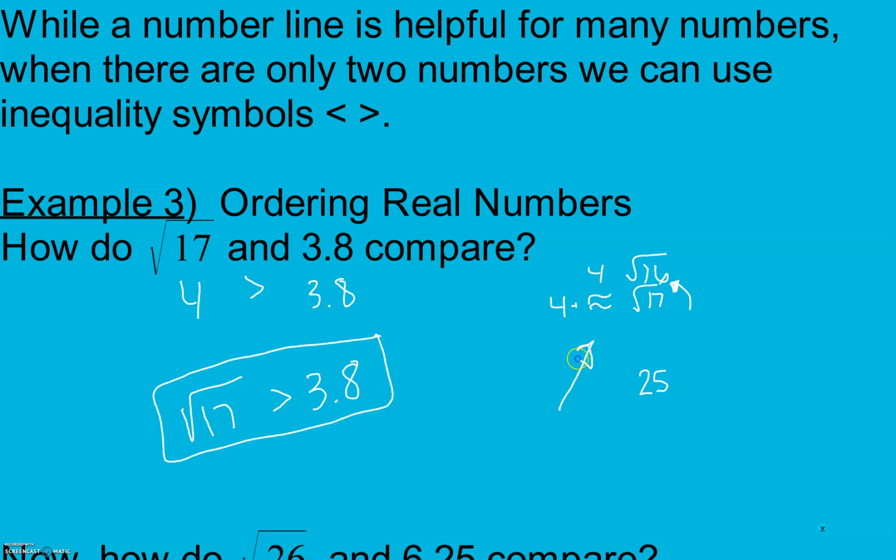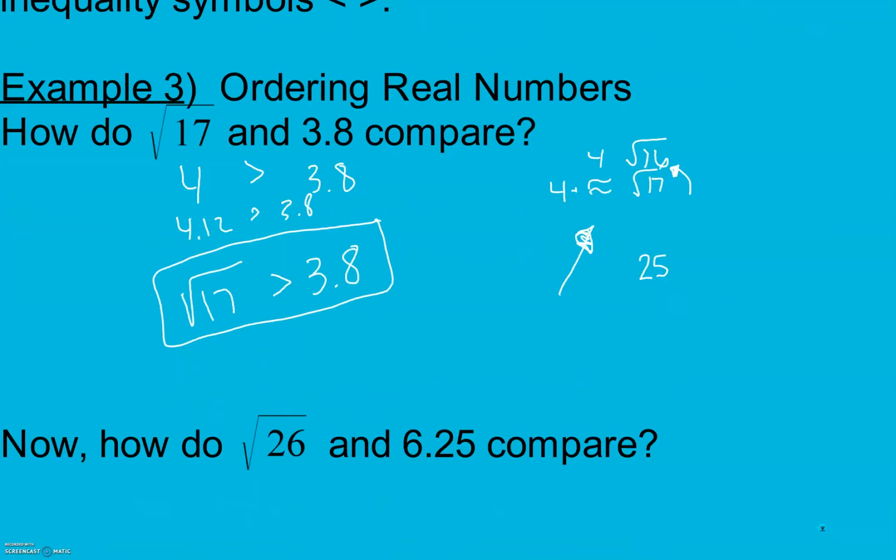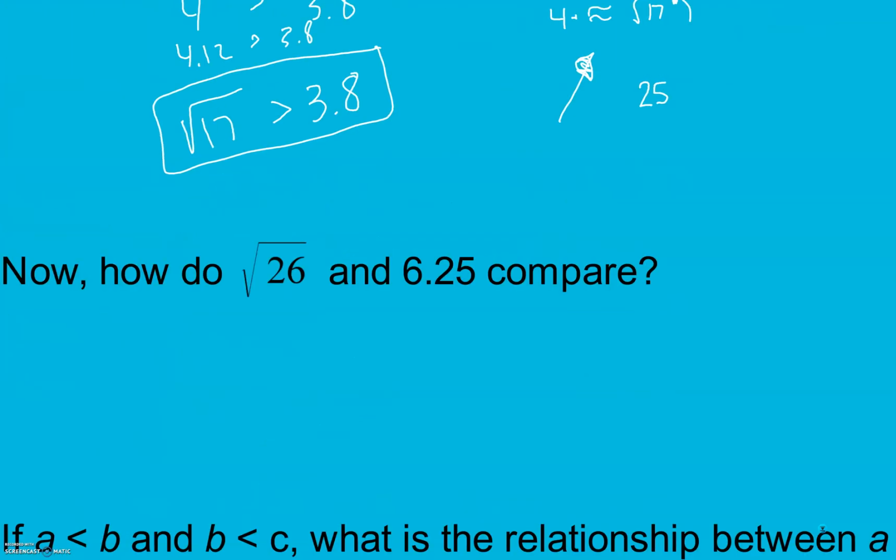And again, we've done this before in algebra. Otherwise, we can type it in our calculator. When we do that and take the square root of 17, we get 4.12. So like we said, a little bit more than 4, and that's greater than 3.8 as well. Now feel free to pause here and give this a try if you'd like.